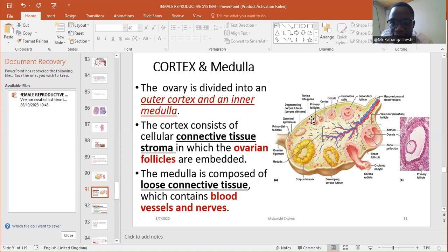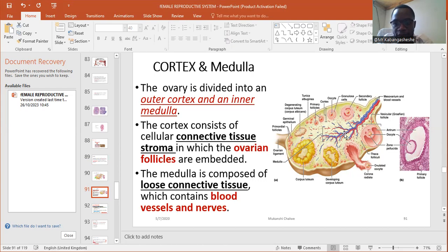Thereafter, we have another layer, which is the cortex. This is quite thicker than the two layers that I've just mentioned. Then the central part of the ovary is the medulla. The medulla is where we're going to find blood vessels, that is arteries, capillaries, venules, and veins. In addition, we find lymphatics as well as some nerve plexus. So that is the medulla, the central core of the ovary.